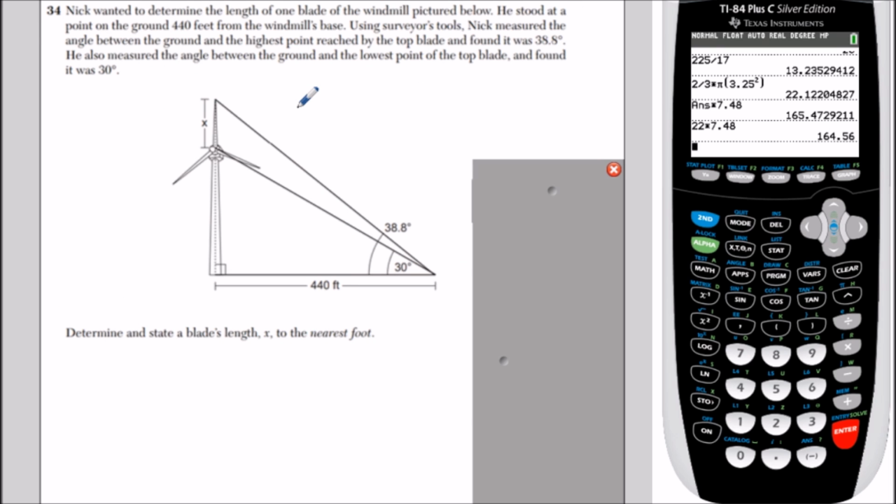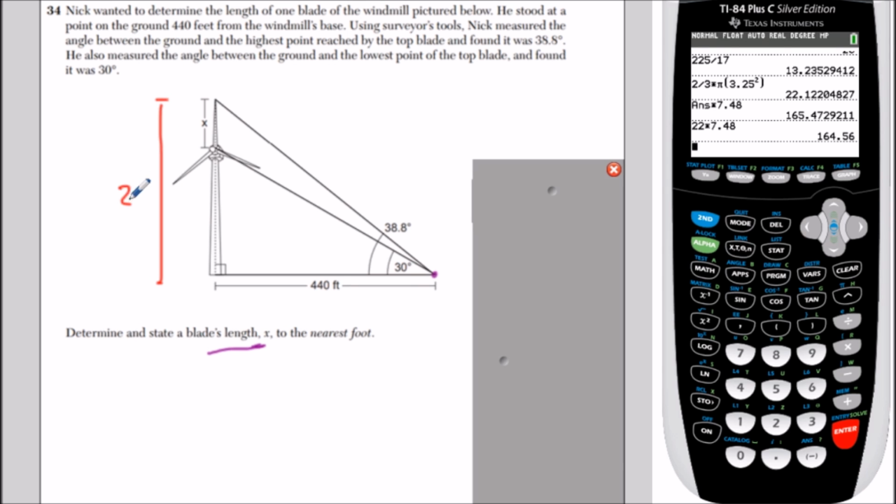So for question 34, we have this word problem, and there's a lot going on here, but the diagram tells us everything that we need to know because what we're trying to do here is solve for x. And the diagram has everything. It's just this guy, Nick, staring at a windmill, and these are the dimensions of where he's standing and what he's observing. So if we want to solve for x, the way we're going to go about this is we're going to consider the entire height of the windmill from the bottom.